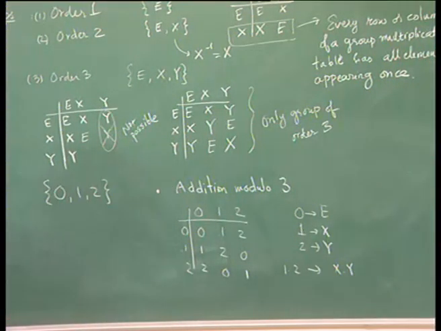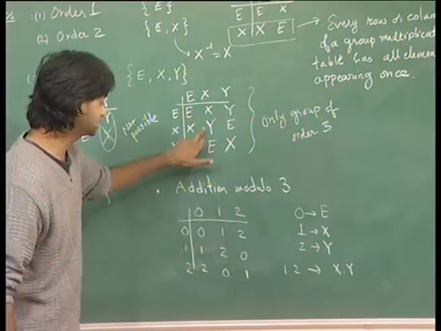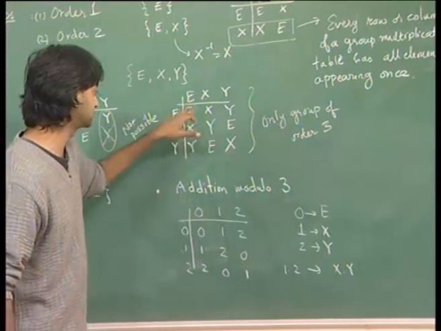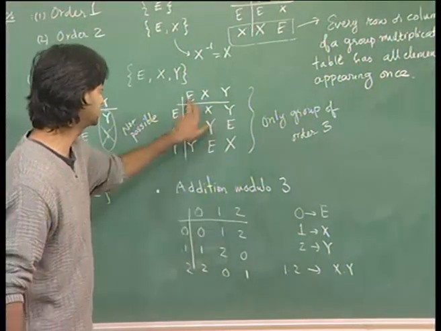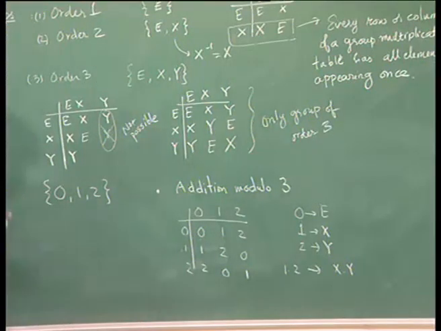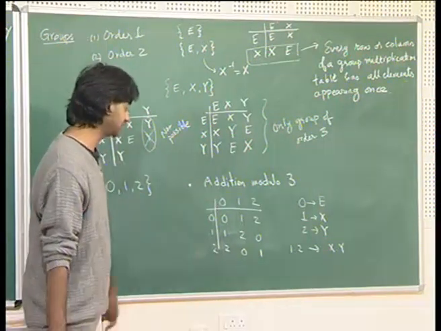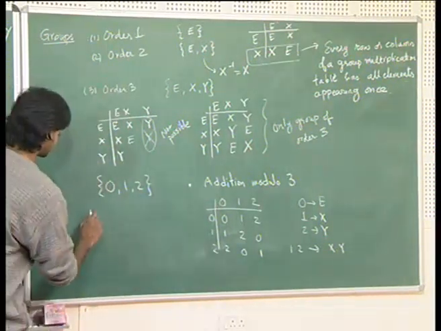Okay. So in a sense there is no difference between these two groups, you just gave them different names. Instead of calling it 0, 1, 2, you called it e, x, y here and vice versa. Okay. So this idea that groups that look very different but they are actually the same is what is called an isomorphism.